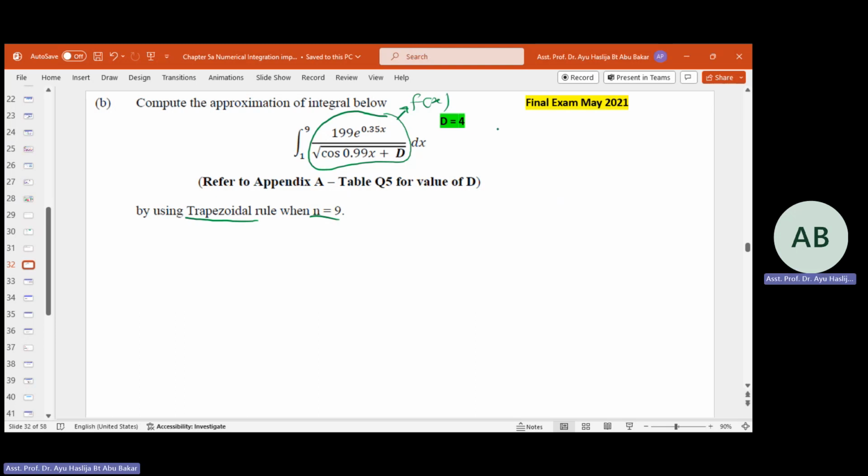Okay, what is the first step to do? Find the step size, the h. h is b minus a over n. What is your b? 9, correct. Here, this is the b. This is your a, the range that you should cover. So h is 9 minus 1 over 9.